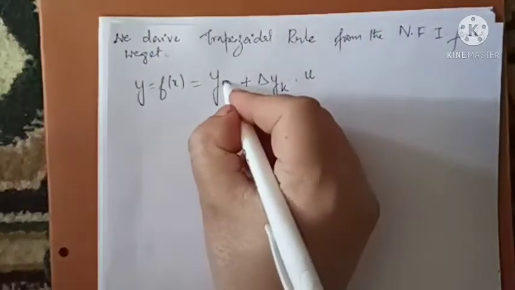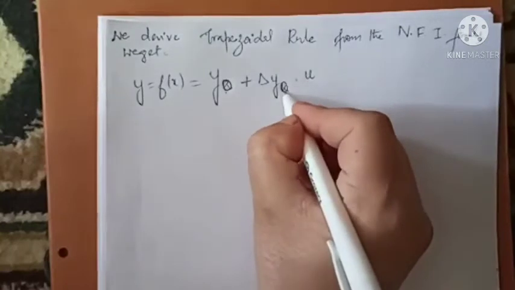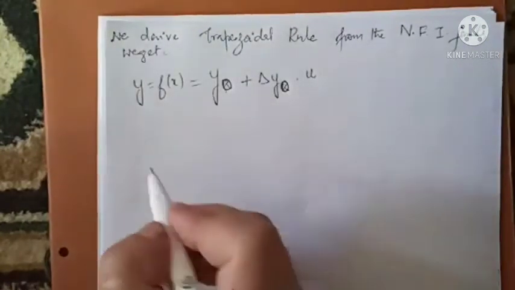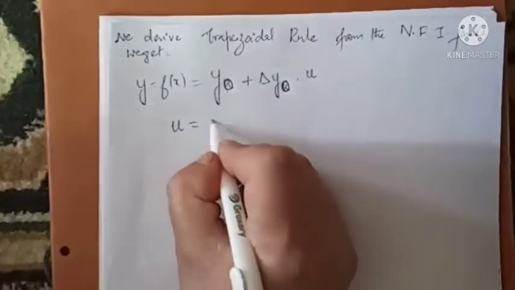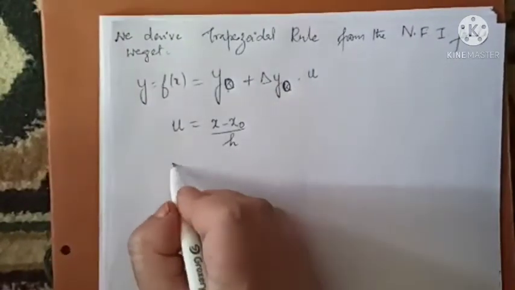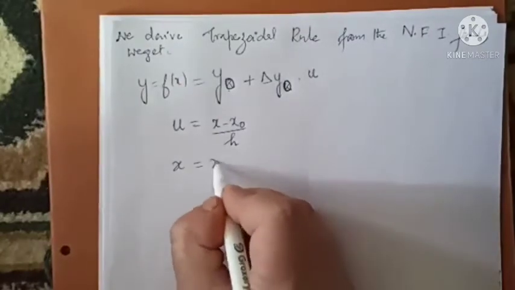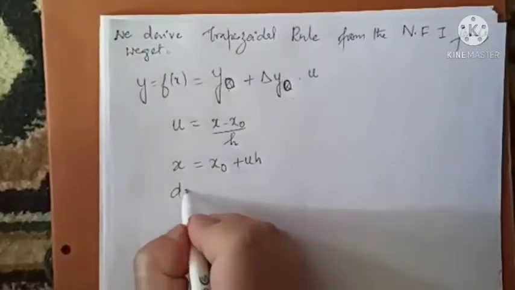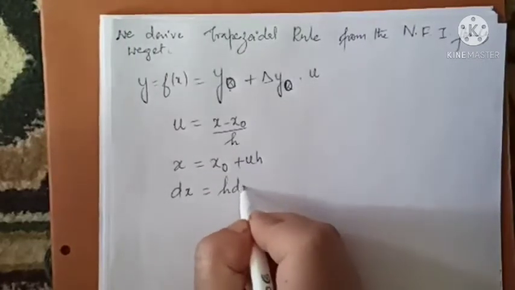So you don't get confused, let me just put zero in this, okay? These things don't matter. We know that u is equal to (x minus x0) divided by h. We know that x is equal to x0 plus u times h. If we differentiate this, dx will be equal to h times du.